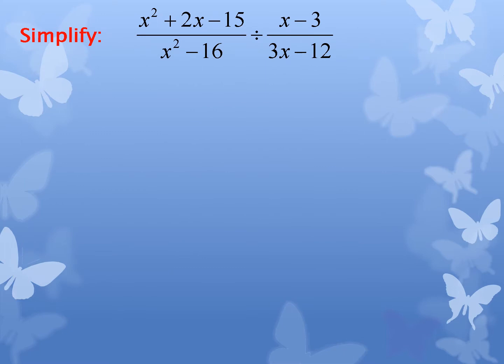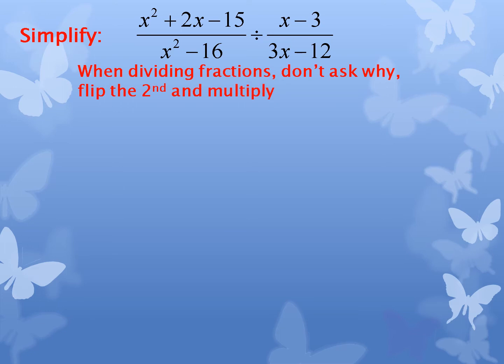Okay, so example 2 says to simplify (x squared plus 2x minus 15) over (x squared minus 16) divided by (x minus 3) over (3x minus 12). Now, before you start factoring, you want to do your little rule for dividing fractions: don't ask why, flip the second and multiply. Woohoo! We need like a cheerleader.